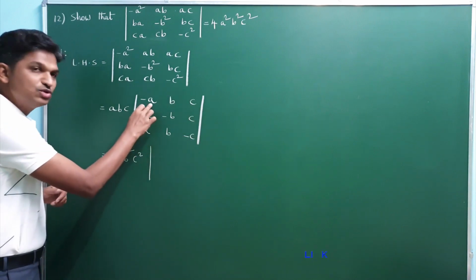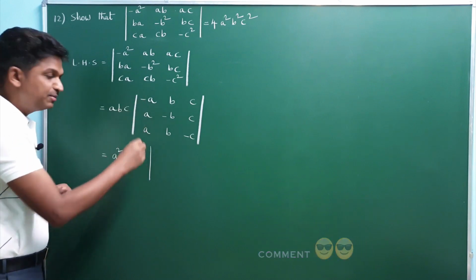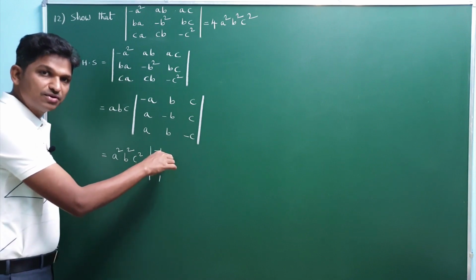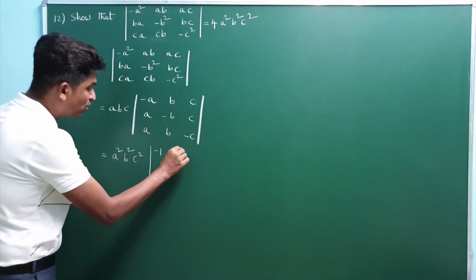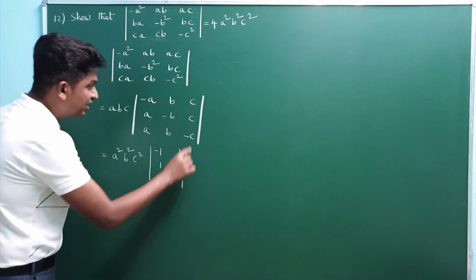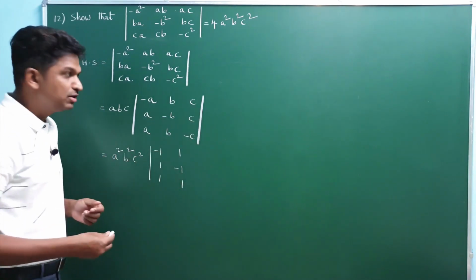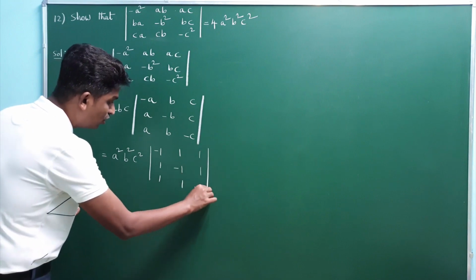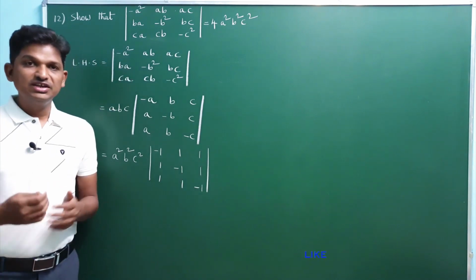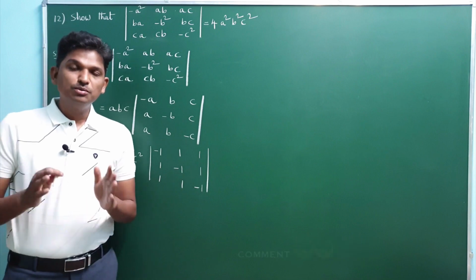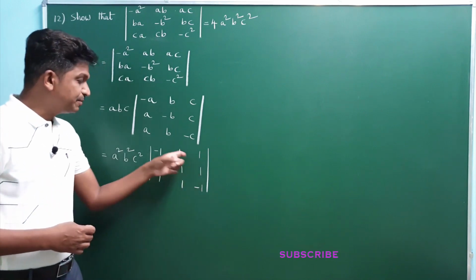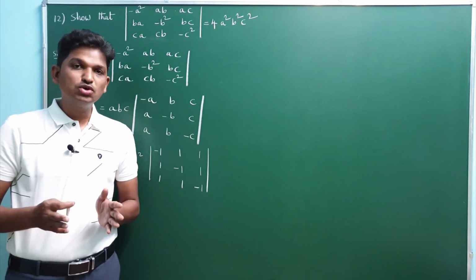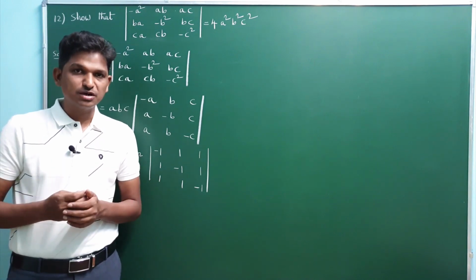Okay. As you have taken A common from the first column, what will be remaining? Minus 1, 1, 1. If you take B common from the second column, what will be remaining? 1, minus 1, 1. If you take C common from the third column, what will be remaining? 1, 1, minus 1. Okay, right? Now further we need to simplify this. You can do this problem in two methods. One is by expanding the determinant, another one is by using properties of determinants. I just want to do this problem by using properties of determinants.